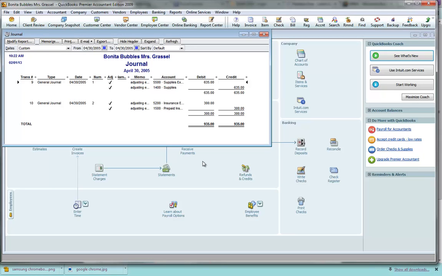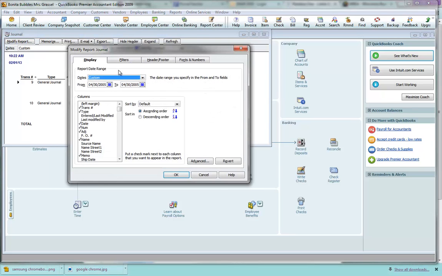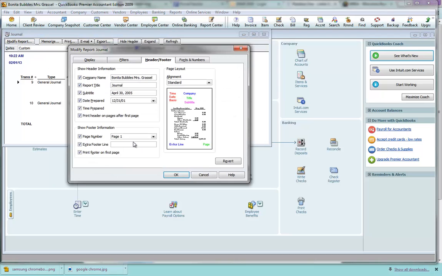Oh, sorry. Switch your headers. Add your header and footer to it. Modify report, header, footer, put in your name. 6/5. Okay. And then you can print that, staple those 2 together, and that is your project for today. Good job.